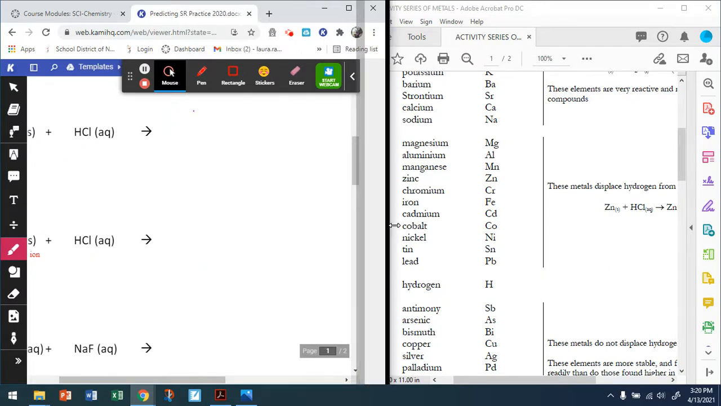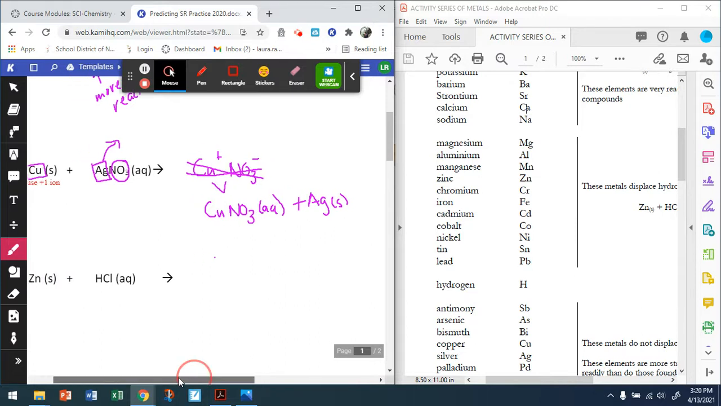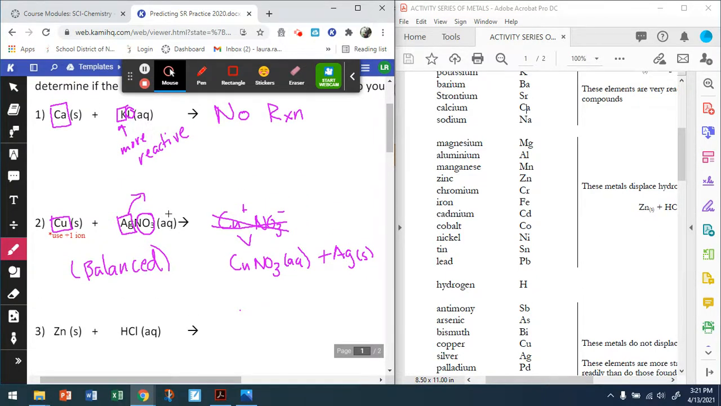Didn't mean to do that. Let's move this over a little. The last thing I would need to do after predicting the products for any reaction is to check that it is balanced. When I take a look here, I have one copper on the left, one copper on the right, one silver on the left, one silver on the right, and one nitrate ion on the left, as well as one on the right. So this is also balanced. I'm just writing that down to confirm. You do not need to do that. You can just leave it as is. So please use these two examples as a model to complete the work.